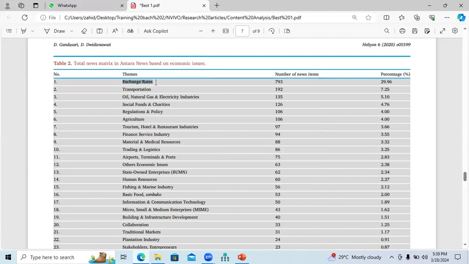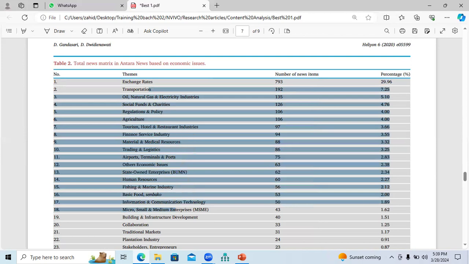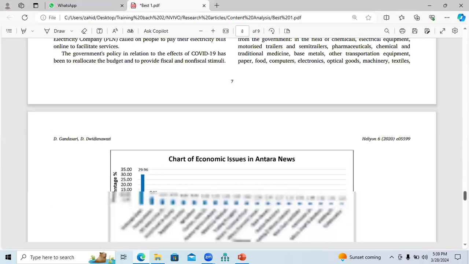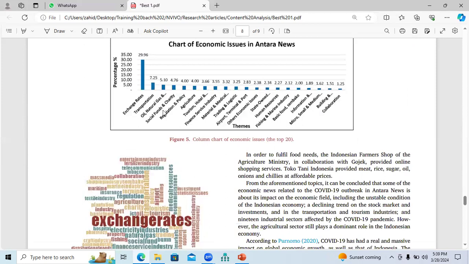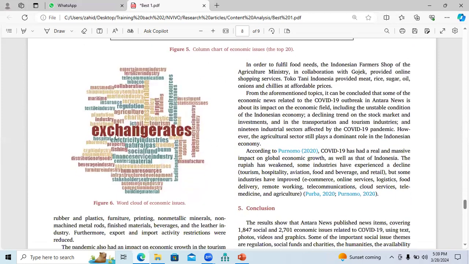So exchange rate was discussed 793 times with this percentage. So there are some other themes which they have discussed. So they have created a graph like this using these themes, because exchange rate was considered 29.96 percent. And if you see, this is basically the word cloud where exchange rate is predominantly shown. So this is created using the NVIVO software.